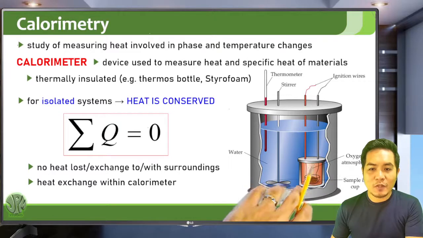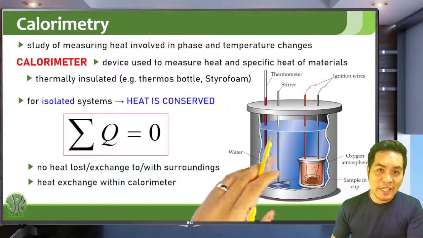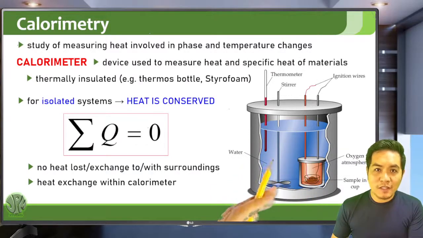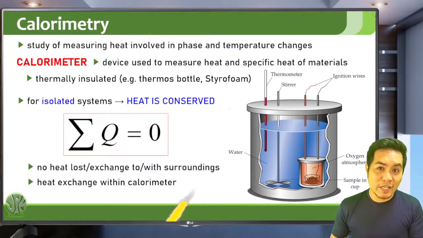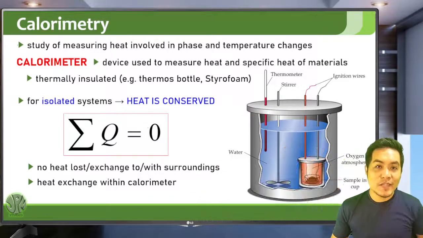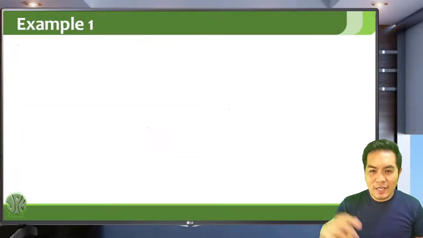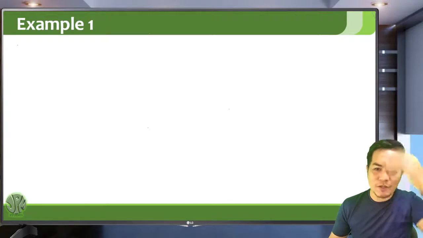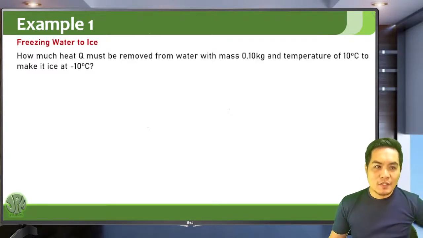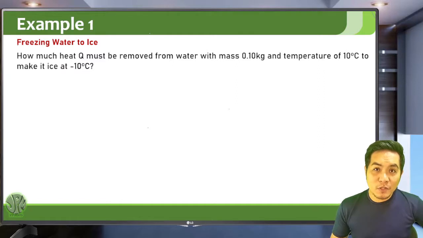If there's a hot object there, that hot object will release heat. And if there's a cold object there, that cold object will absorb that heat. So the total heat is conserved, and the total heat is zero. Okay. Let's now have an example, an application of calorimetry. This example is called freezing water to ice.